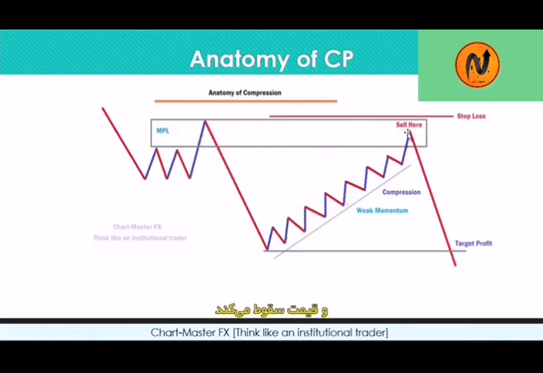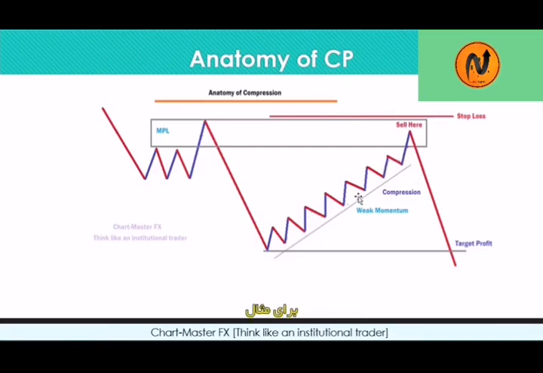Then the price drops. Why does the price drop here? It drops to cover the accumulation or the compression. And why does it happen? It is because there are no longer orders left here. All these orders will have been consumed.